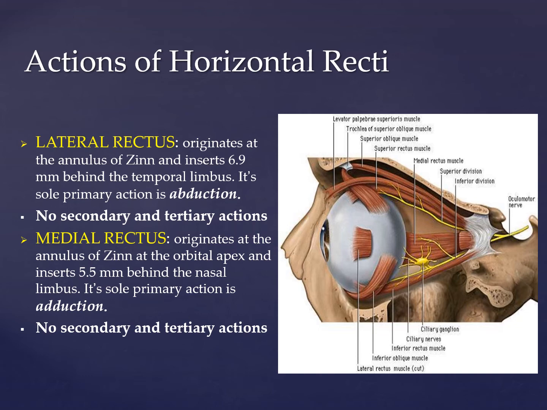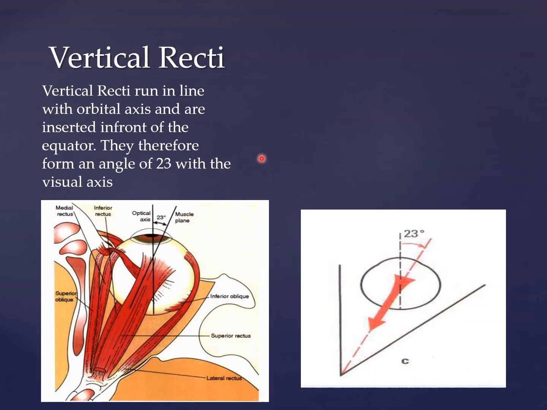It is called abduction. So as their name shows, the lateral rectus produces lateral movement of the eyeball and the medial rectus produces the medial movement of the eyeball. The actions of vertical recti are a little bit complicated and their actions depend upon the position of the eyeball in the orbit. When the eye is in primary position, this is how the superior rectus is attached.